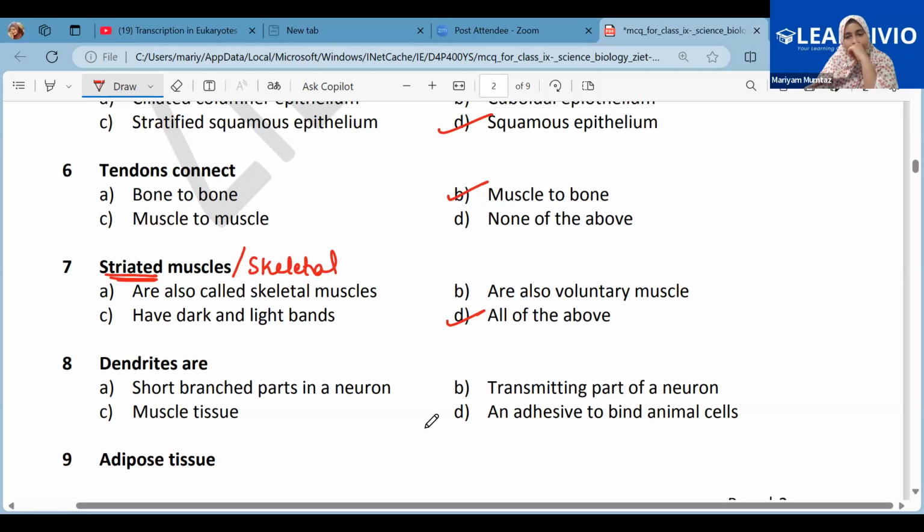Now dendrites, tell me about dendrites. Short branches of neuron. Short branched parts in a neuron. Okay, why not the transmitting part of a neuron? Because we are talking about dendrites. Why not the transmitting part of a neuron?